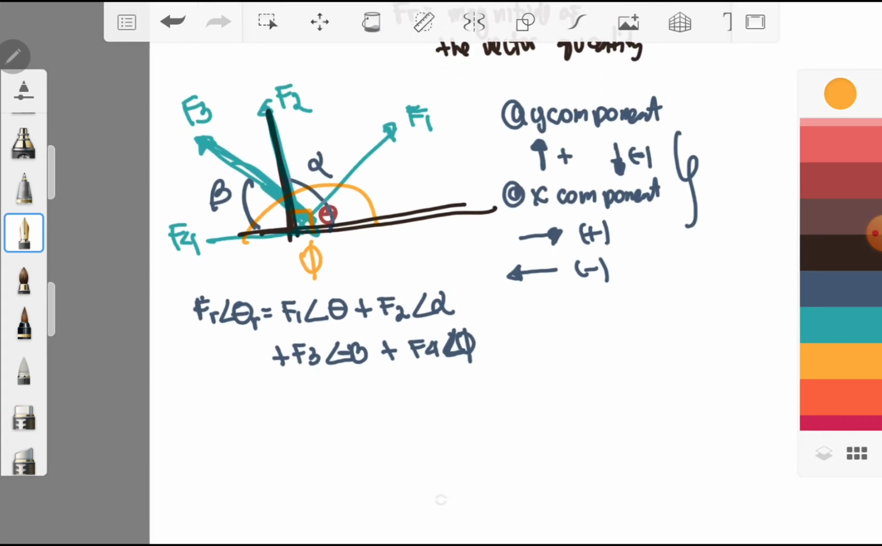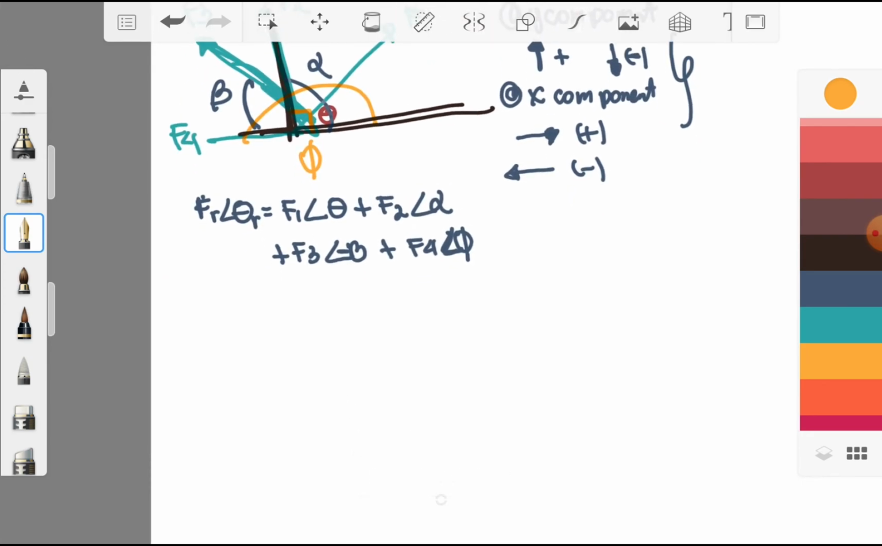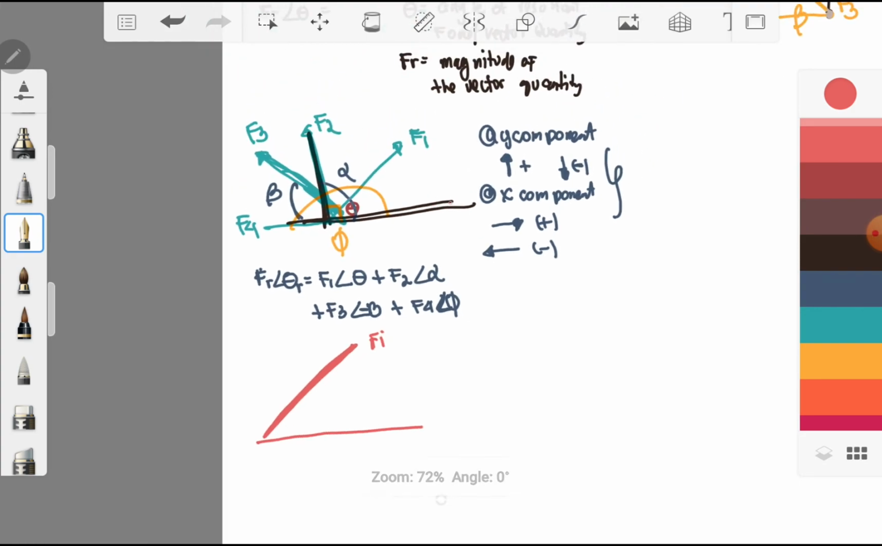So you can say that you will break down the components of your F1. If I redraw my F1 here, this is my F1, projecting it to its x and y plane. So this is my theta. This is my y component, and this will be my x component.